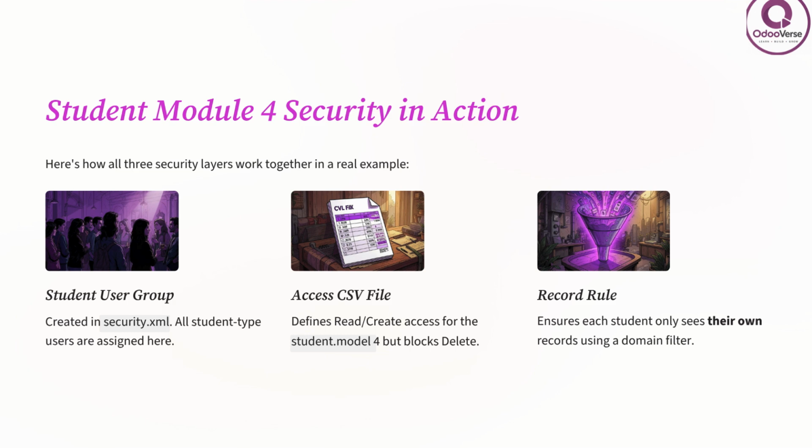Now let's look at a practical example. Here, a student user has read access equals yes, create access equals yes, write access equals no, delete access equals no. This means students can view records and add records, but they cannot edit or delete data. This setup protects data integrity while still allowing useful access.